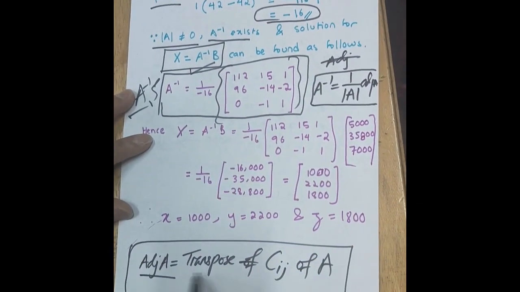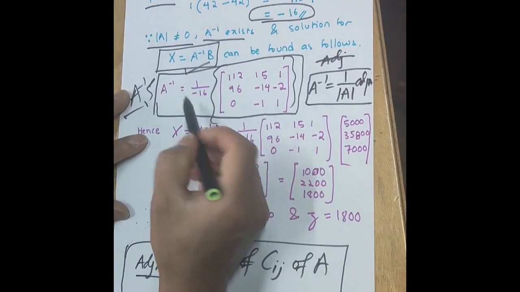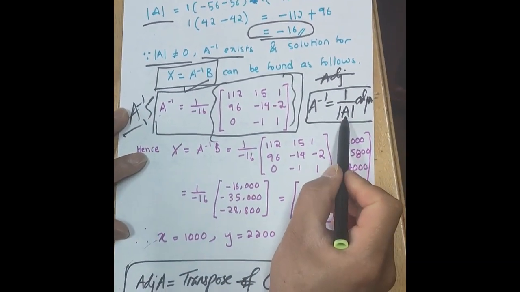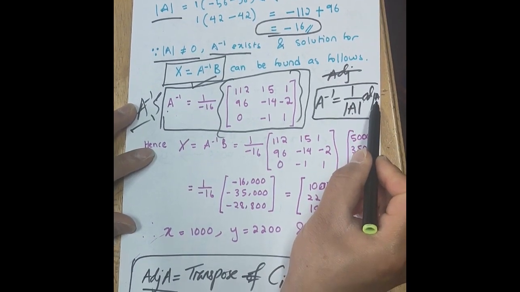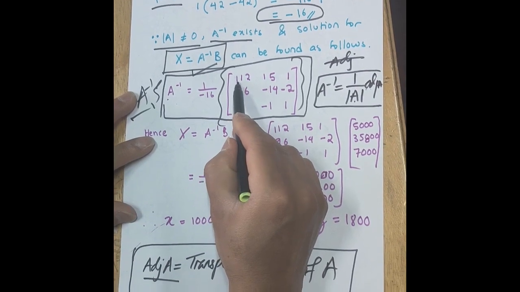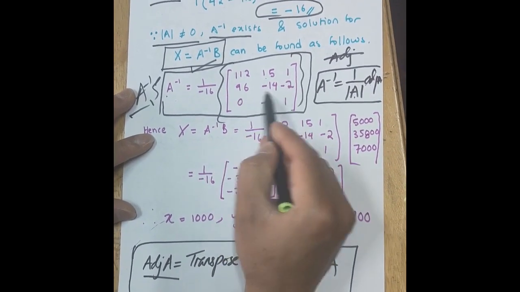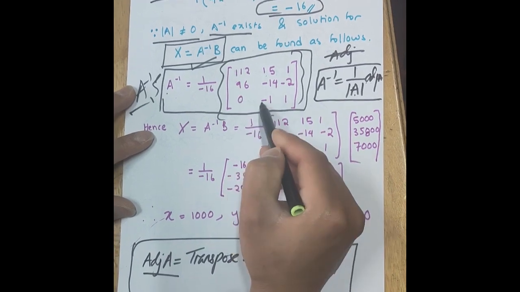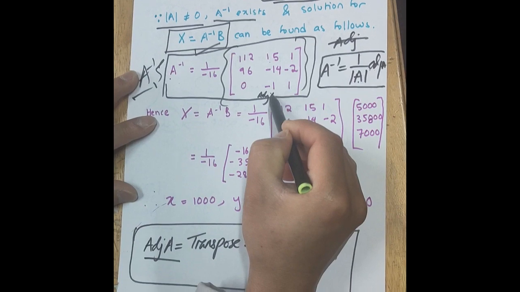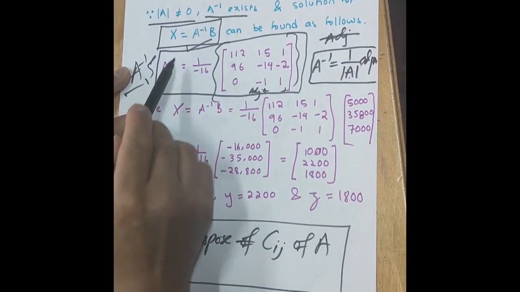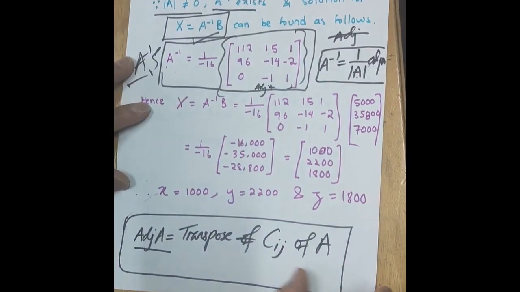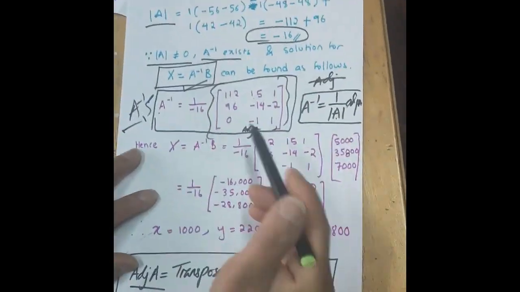So what is the adjoint of a matrix? The transpose of the cofactor matrix. Therefore, our A inverse is equal to 1 by determinant of A times adjoint A. Our adjoint A is given by the matrix 1, 1, 2, 15, 1, 96, negative 14, negative 2, 0, negative 1 and 1. This is our adjoint matrix. To get the inverse, you have to multiply by 1 over determinant of A, which is negative 16.